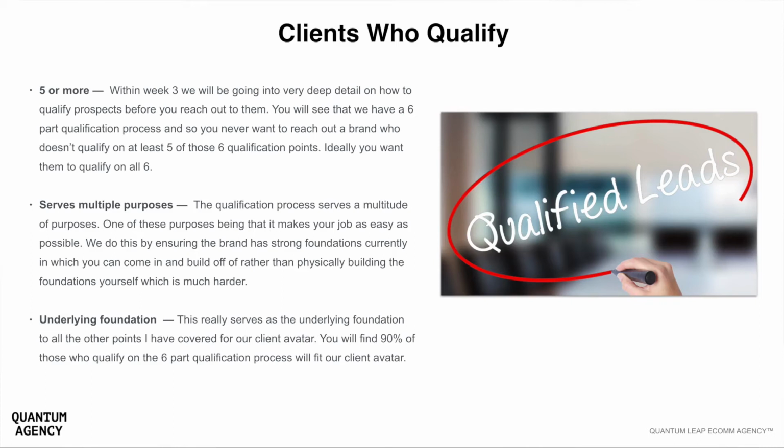So, clients who qualify, so 5 or more. Within week 3, we will be going into very deep detail on how to qualify prospects before you reach out to them. You will see that we have a 6-part qualification process, and you never, ever want to reach out to a brand who doesn't qualify on at least 5 of those 6 qualification points, okay? But really, ideally, you want them to qualify on all 6.